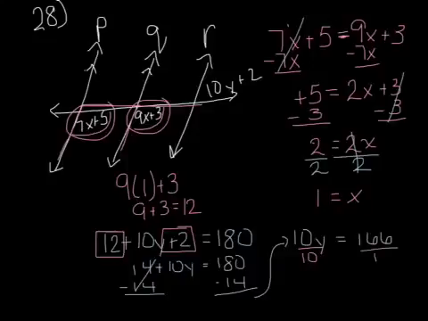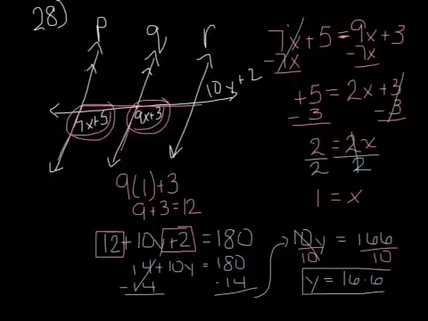Why am I dividing by 10? Because that's the number in front of the y. And since those are multiplied, I do the opposite, which is division. Good job. So I have y equals 16.6. Does that answer my question now?